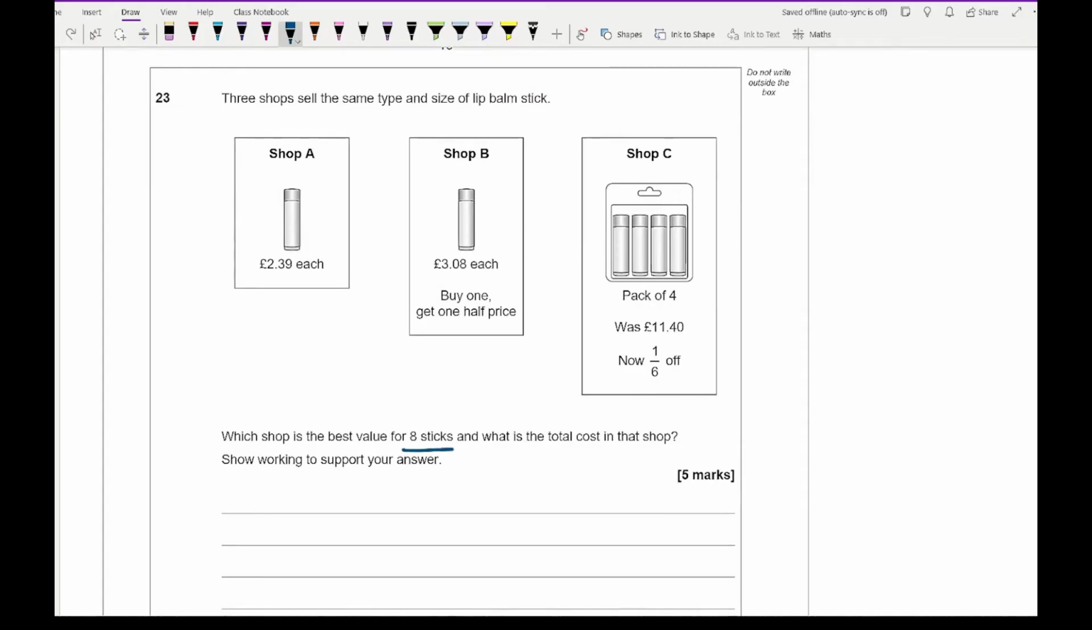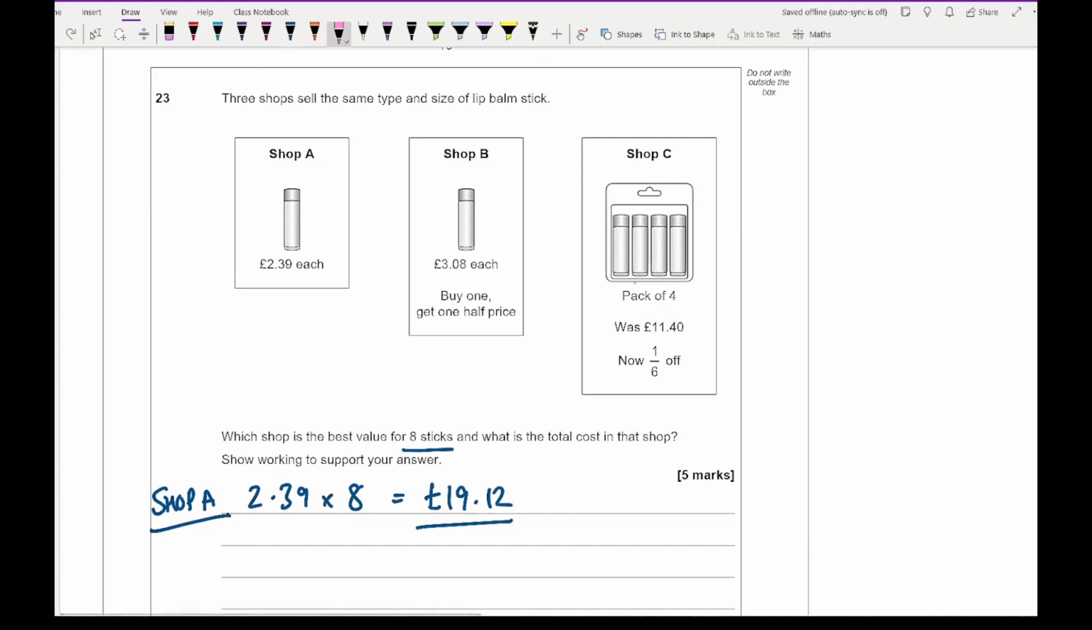at each shop. So if I write shop A to begin with, shop A just sells individual sticks, so that's going to be £2.39 multiplied by 8, which gives me a total of £19.12. Then I work out shop B.